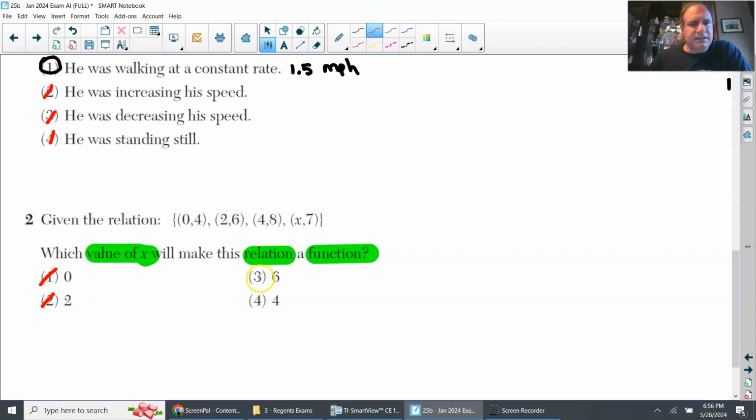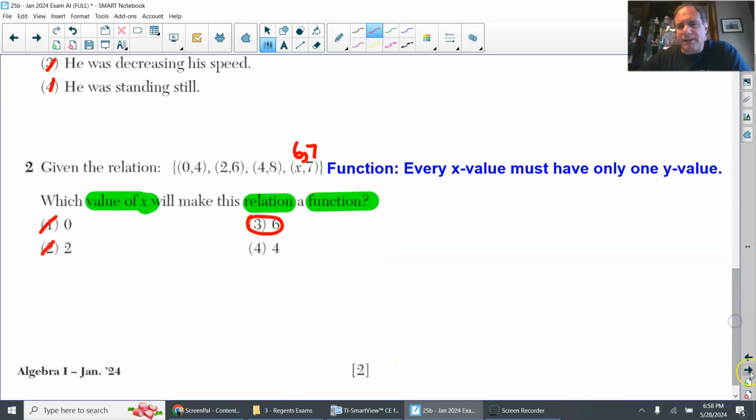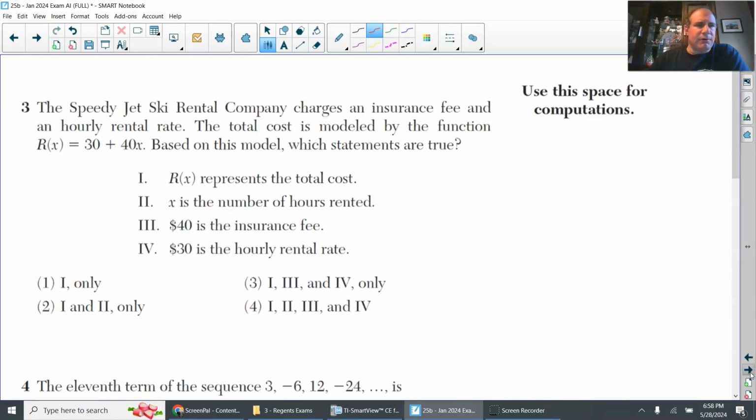The x is repeating. 6 could go in, and that means this would be a perfect fit for 6, 7. Every x must have its own y. So every x value must have only one y value. So that's why you could put 6 in there and that would work out.